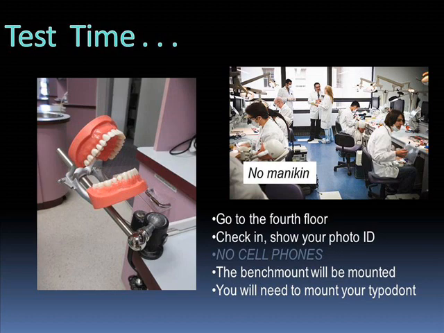During the test, as soon as you get in, you're going to set up your typodont onto the bench mount, and the testing site looks something like this picture here. It is on the 4th floor. You're going to check in, show your valid photo ID. Again, no cell phones. Mount your typodont on the bench mount, and be ready for the test to start.